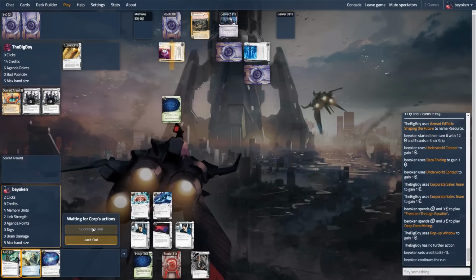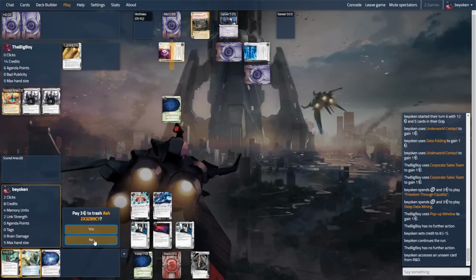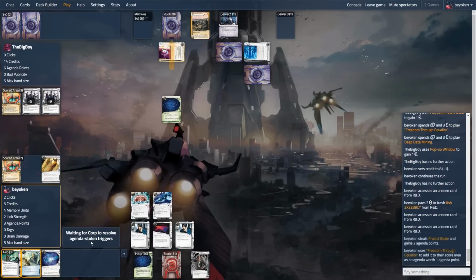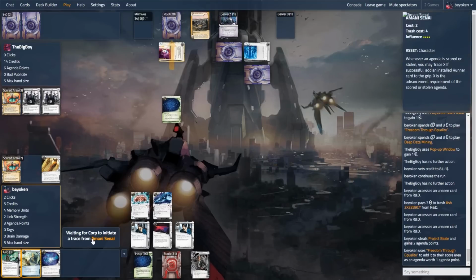Now my opponent has so many more outs in which they can win with. I'm forced to deep data mine here to see 4 fresh cards, including the Ash. That was the top card that I saw last run. Stealing a Bill on the run, but again triggering the Amani Sinai because I didn't trash it first before going for the deep data mining run. This is quite punishing now.